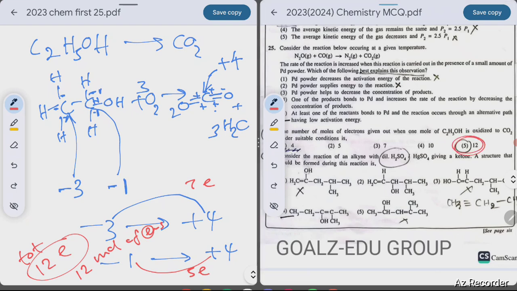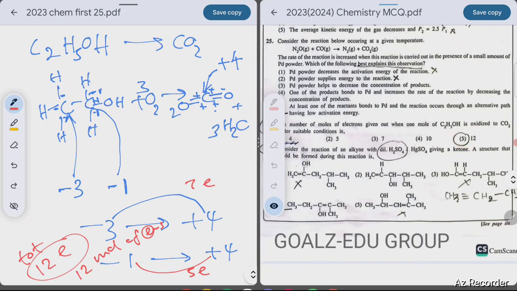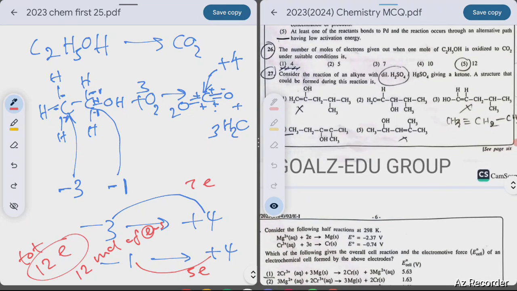Answer is 5. Next, consider the reaction of an alkyne with dilute H2SO4 and HgSO4 giving a ketone. A structure that could be formed during this reaction. Now they are asking for a structure that could be formed during this reaction. It means when the reaction is occurring, right? When the reaction is going on, this should be an intermediate structure which is formed, right? Right, let's see the answer.